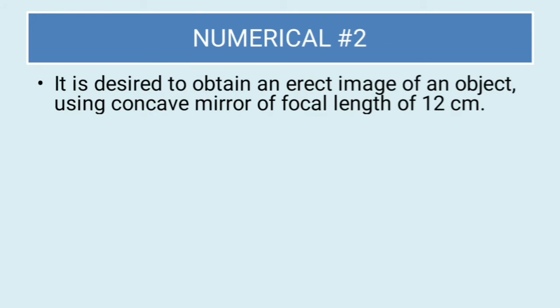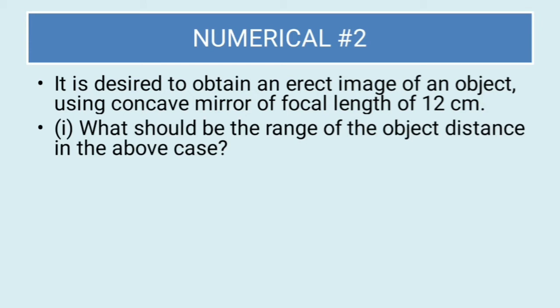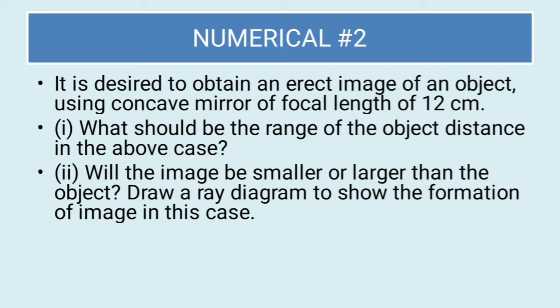The second numerical is, it is desired to obtain an erect image of an object using a concave mirror of focal length 12 centimeter. So we have been provided with the focal length of a concave mirror. What should be the range of the object distance in the above case? We have to find the range of the object distance, right? Then the second question is, will the image be smaller or larger than the object? That we have to think, the nature of the image.